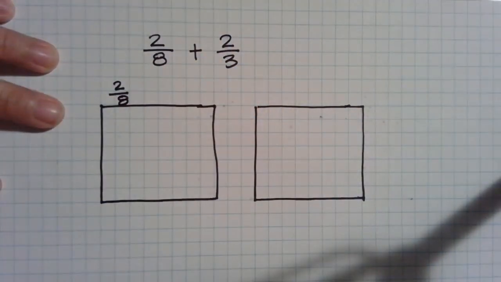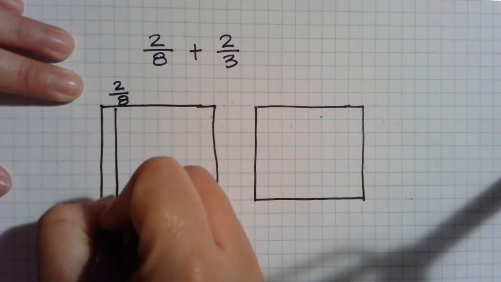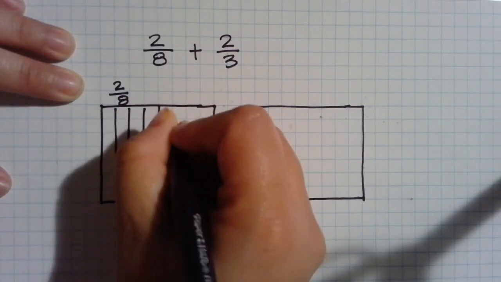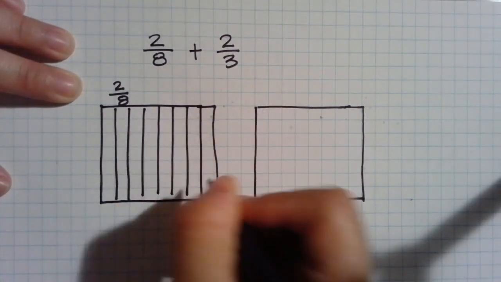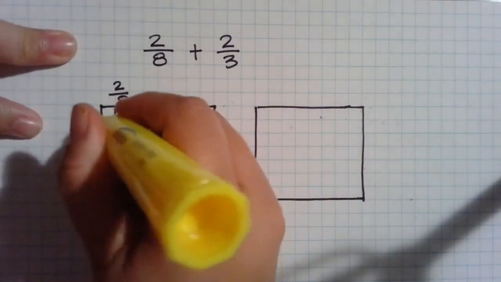Okay, and so I am dividing my first box into eighths. So that's 1, 2, 3, 4, 5, 6, 7, and 8. Okay, and my numerator tells me to shade 2 parts in.